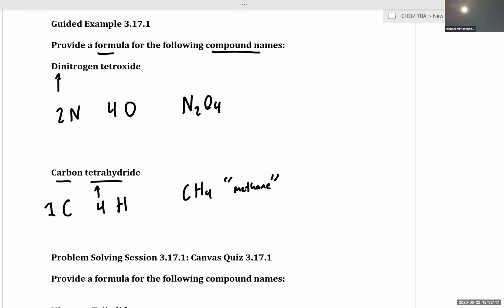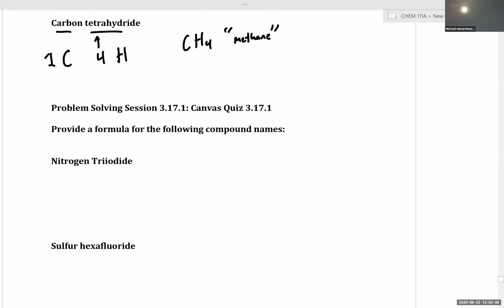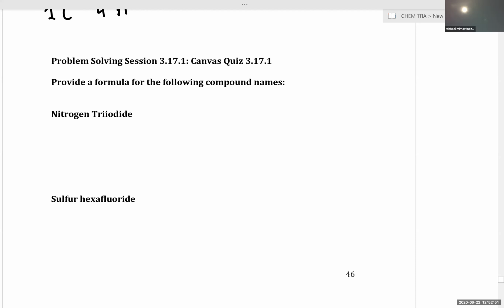If there aren't any questions, let's apply what we've learned to the following example. Let's try to write the formulas for the following compound names, and you can submit your responses via the chat, verbally, or through Canvas Quiz 3.17.1. And we will discuss this example in about 2 minutes.